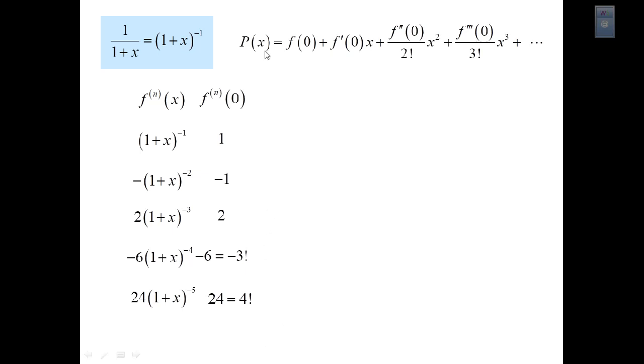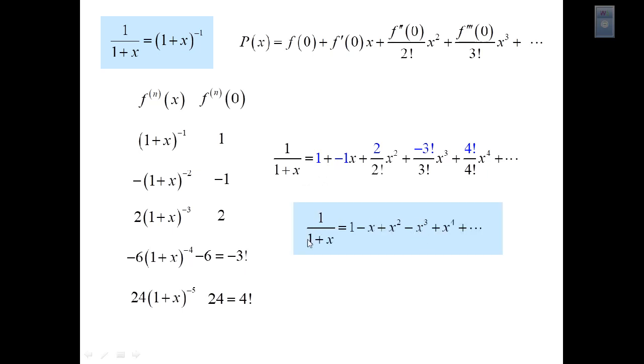So when we go and put it back in our polynomial here, we can plug everything in, and these negatives are going to alternate the signs of the polynomial. So you're going to end up with 1 over 1 plus x equaling 1 minus x plus x squared minus x to the third plus x to the fourth and so on, and it continues on. That would actually be a minus, but anyway, it would be a plus a negative.